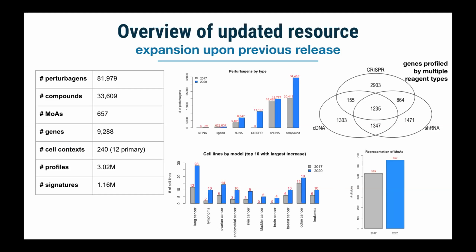And in terms of genetic perturbations, there are about 1,200 genes that we've profiled by each of shRNA, CRISPR, and cDNA overexpression. So this just gives you a sense of the data that's available and may already start leading into some questions that might be interesting to ask of this data set.